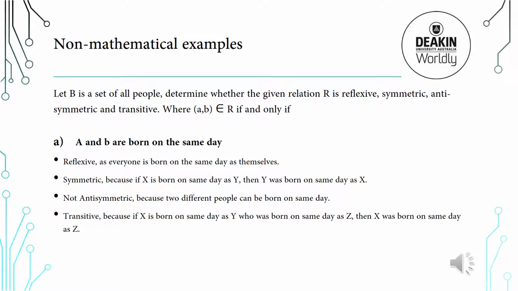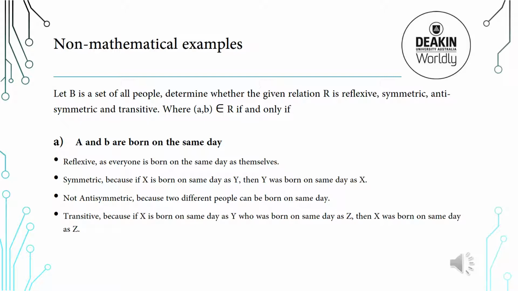In the second part of this presentation, I'll be providing two non-mathematical examples of relation. The question says, let B be a set of all people. Determine whether the given relation is reflexive, symmetric, antisymmetric, transitive, where A and B belong to the relation if and only if A and B are born on the same day, which is the first relation.